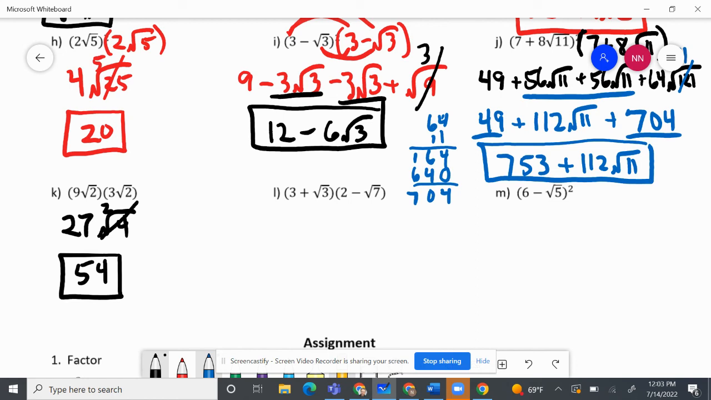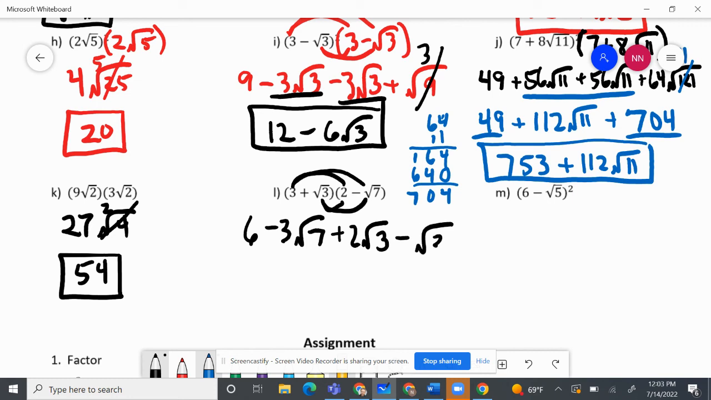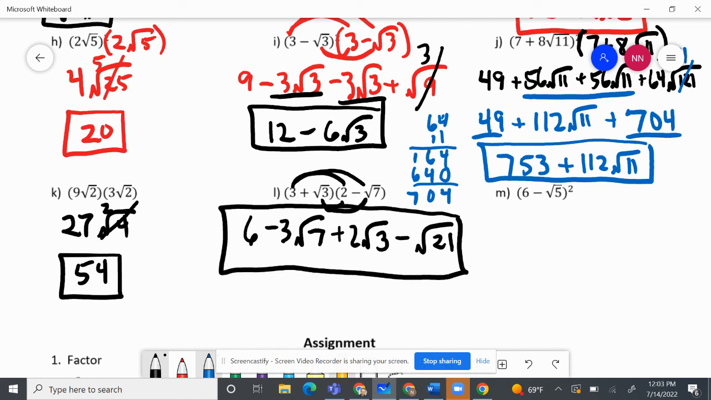For L, we're going to FOIL it. 3 times 2 is 6. 3 times the square root of 7 is negative 3 square root of 7. Square root of 3 times 2 is 2 square root of 3. And square root of 3 times negative square root of 7 is negative square root of 21. This is one of those complicated ones that there are no like terms, so we just box that answer.